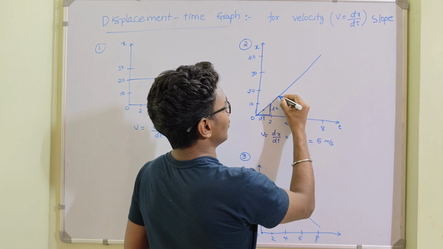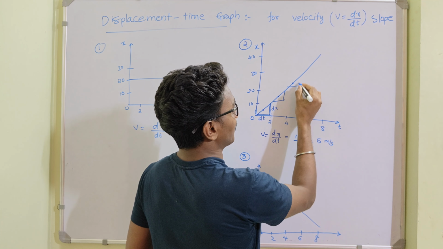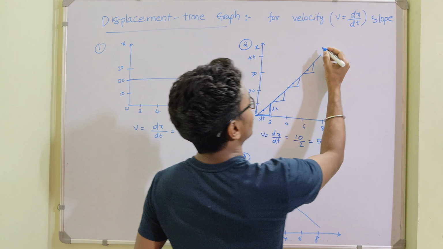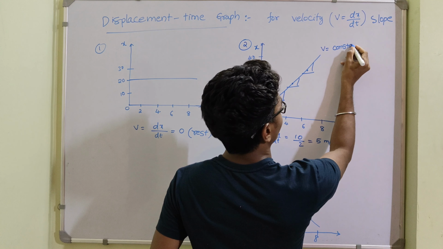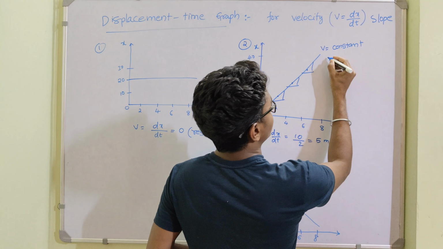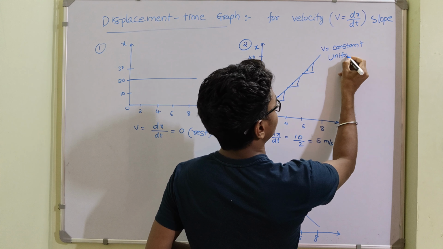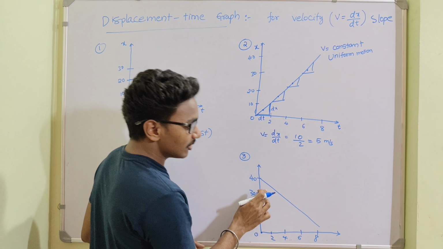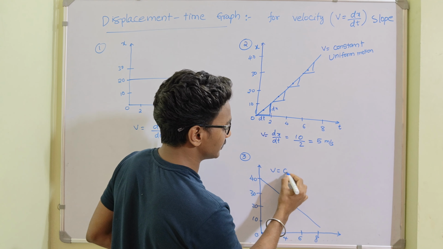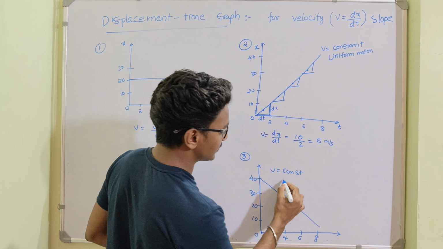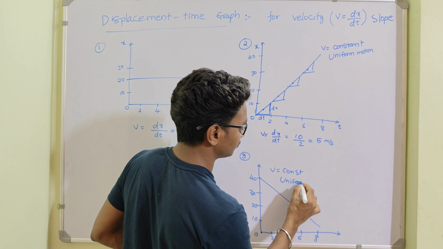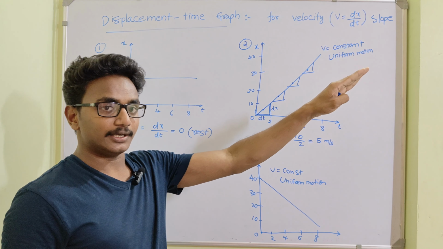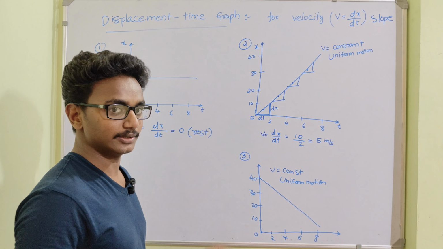Because it's a straight line, wherever you find the slope will be the same throughout the line, because it's not a curved line. So the slope is constant everywhere. Slope means velocity. Velocity is constant everywhere. If velocity is constant, we call this motion uniform motion. This is also a straight line, so the velocity here is also constant. Then this motion is also uniform motion. Remember, if the xt graph is a straight line, then the velocity is uniform, constant.